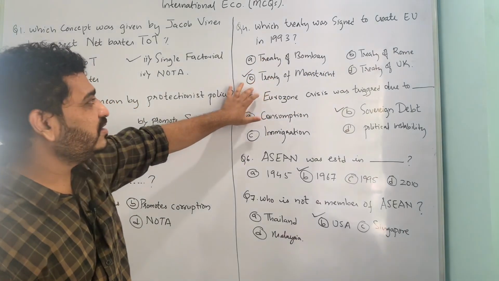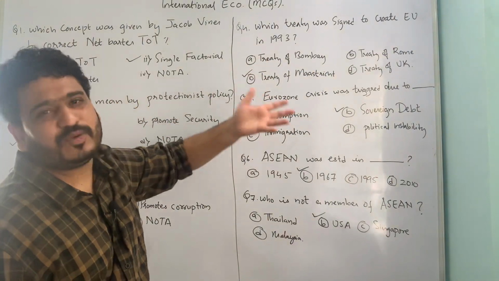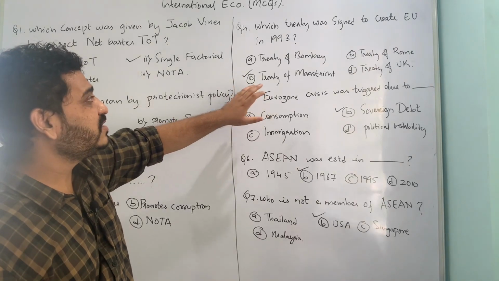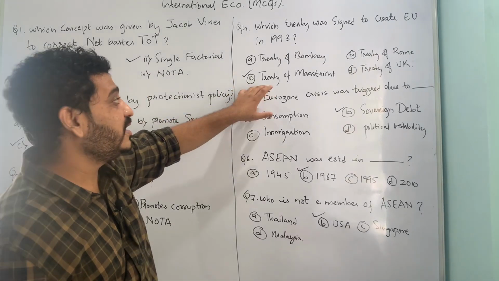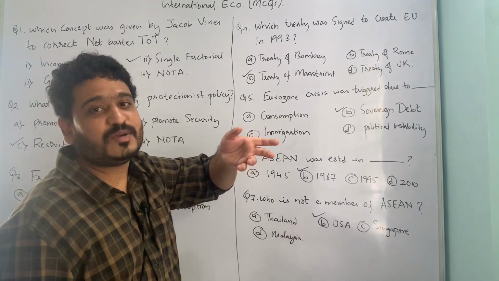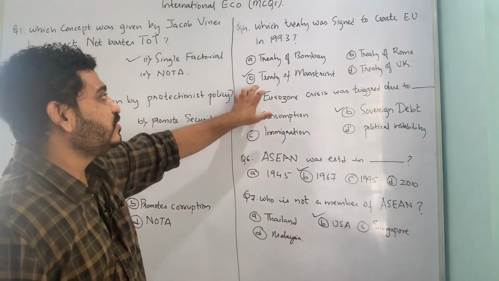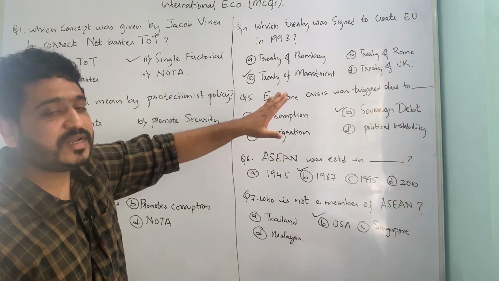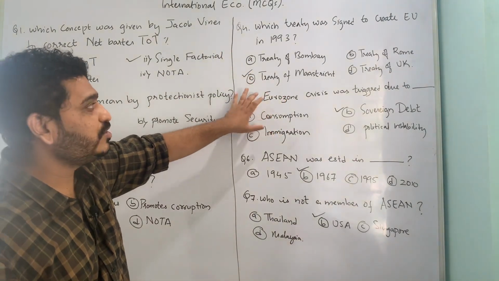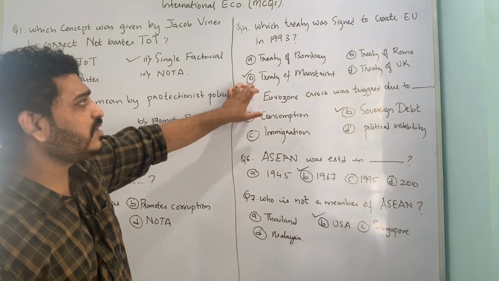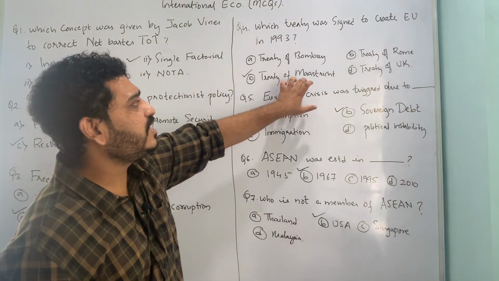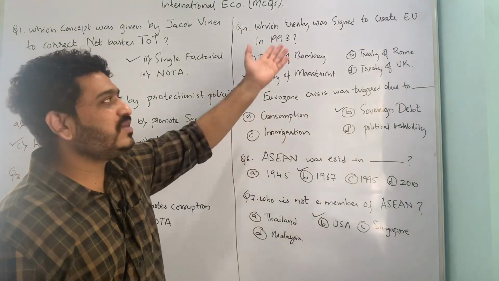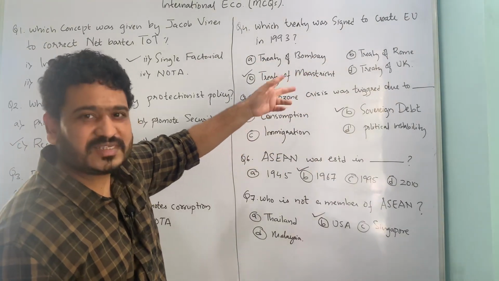The answer here is a very factual thing, you have to remember this. You can mug it up, or you should have some logic. The Treaty of Maastricht is the answer. Or the question can be the other way around: the Treaty of Maastricht was signed in 1993, which led to the creation of what? The answer is the European Union. Either way they can ask you the question.